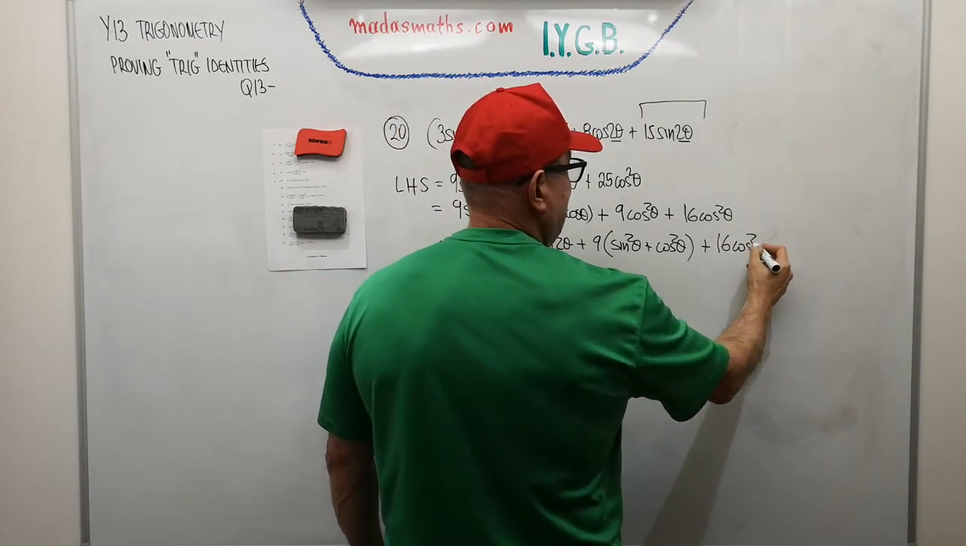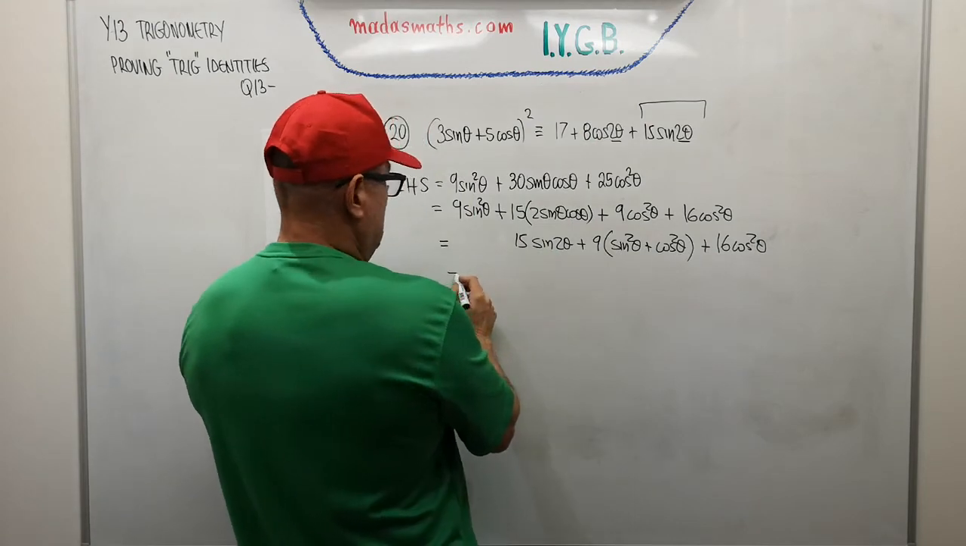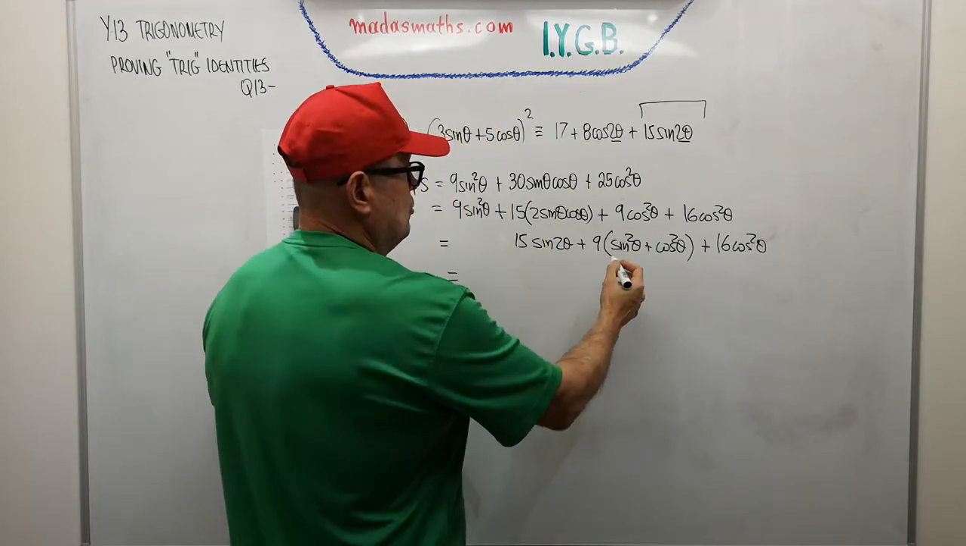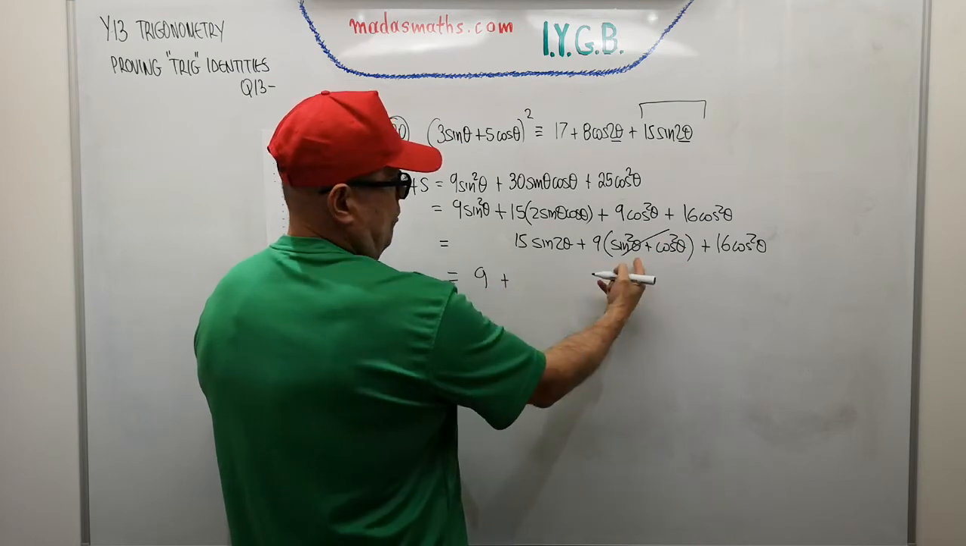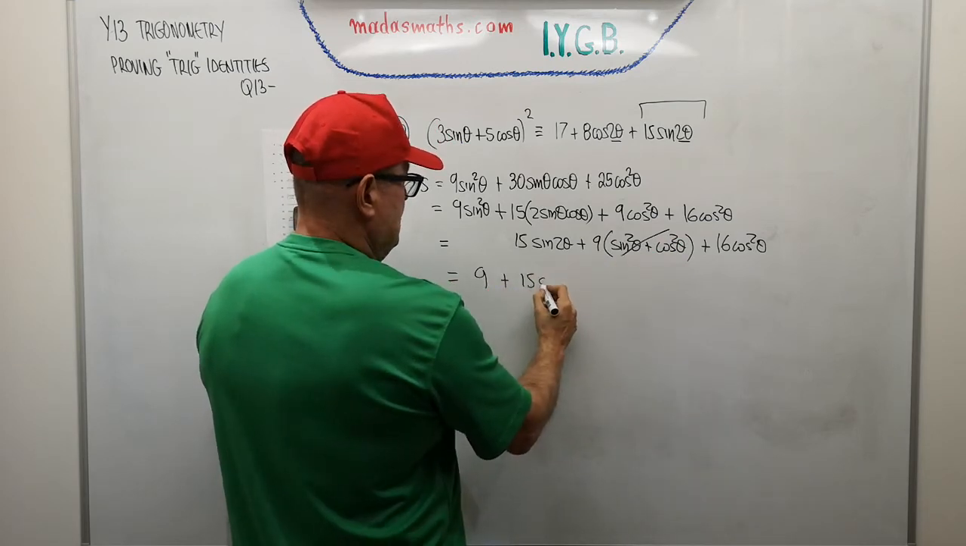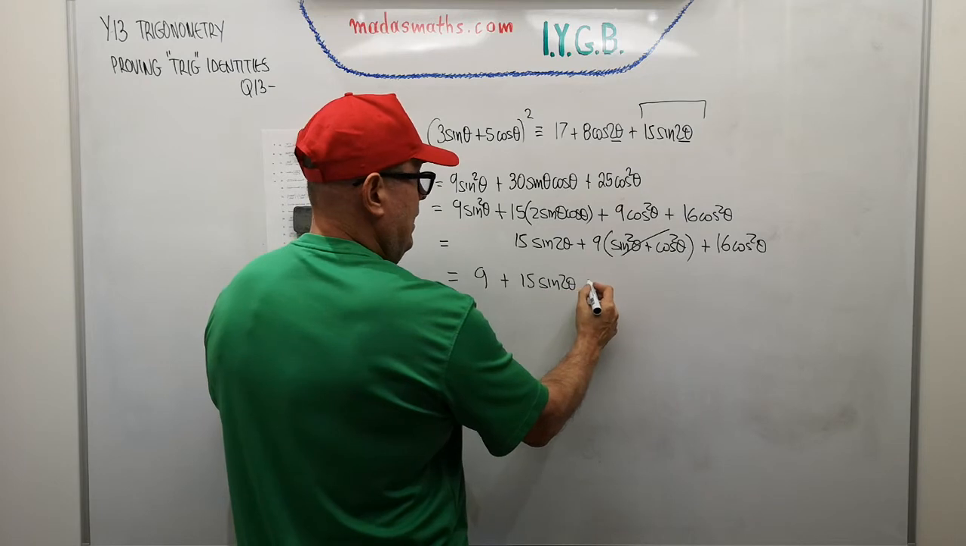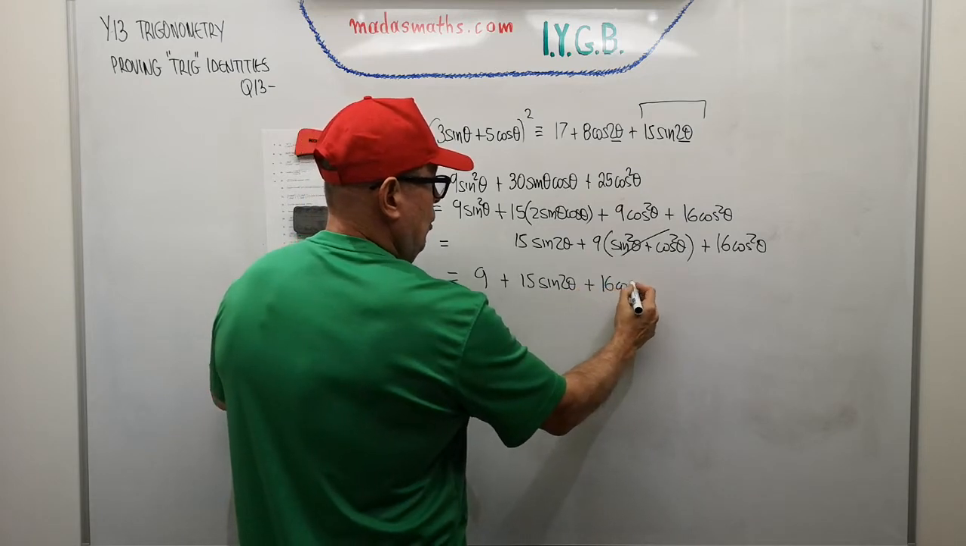Let's waste another line and just do a bit of a tidy and just see what happens. Of course, this is 1. So far I've got 9 from this term here, plus 15 sine 2 theta plus 16 cos squared theta.